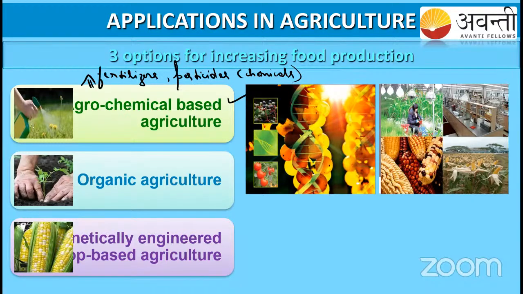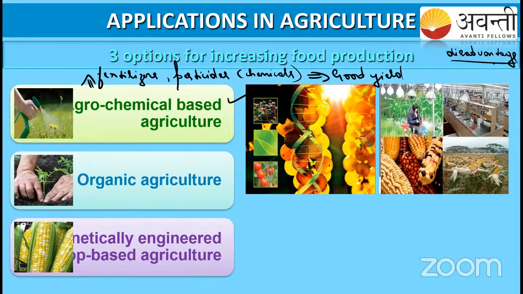For example, if the plant is affected by a pest or any insect, it is going to give a low yield. Whenever we use a good fertilizer and a pesticide or insecticide, it is not affected by any pest or insect. Then obviously it is going to give a good yield. But the agrochemical based method also has some harmful effects and disadvantages.